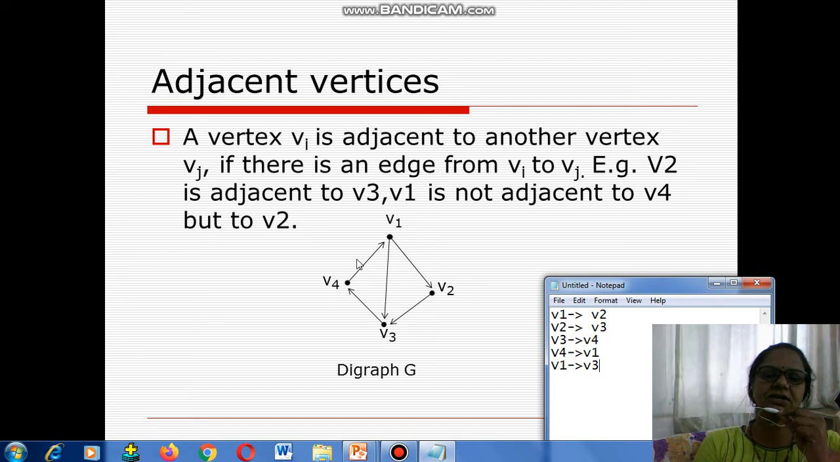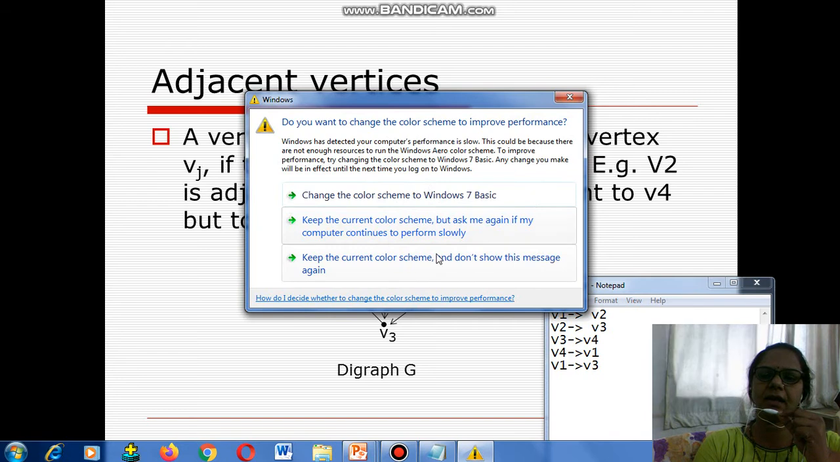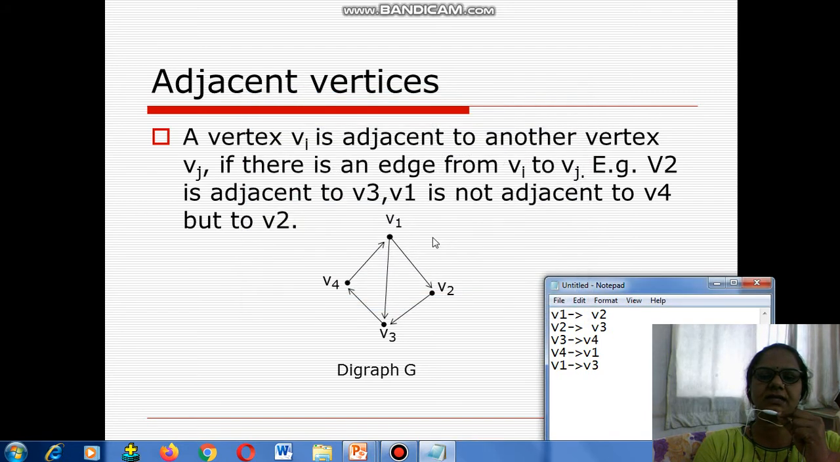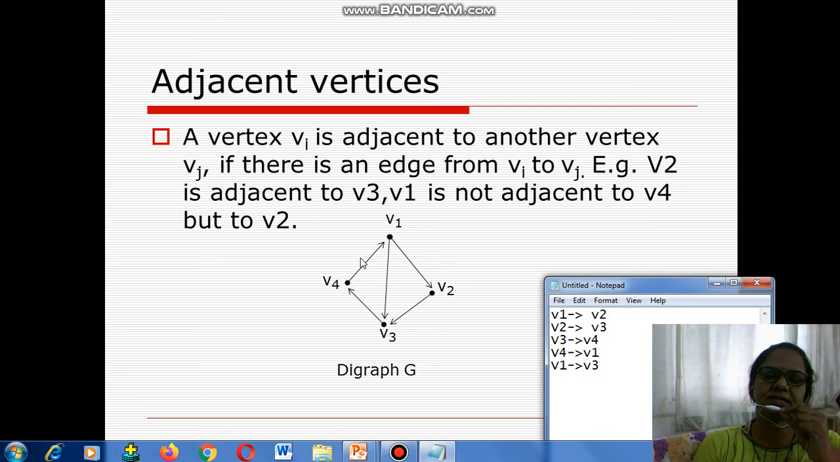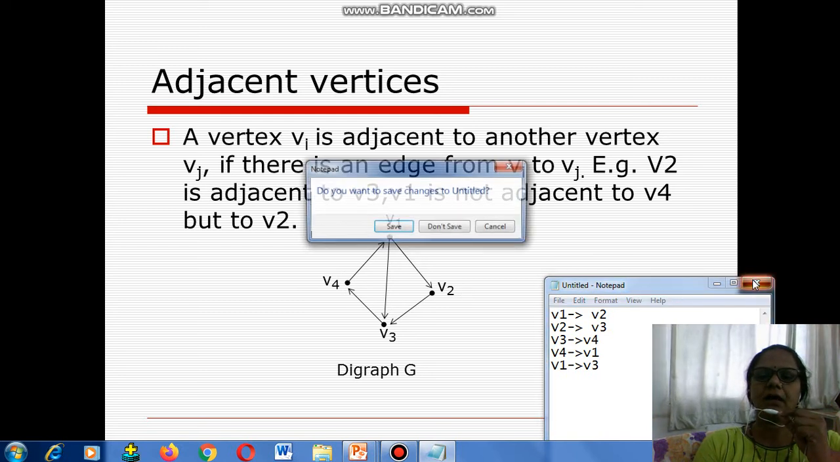V1 is not adjacent to V4 because whatever vertex the edge begins from is the one that is written first. So we can say V1 is adjacent to V2, V1 is also adjacent to V3, but V1 is not adjacent to V4, whereas V4 is adjacent to V1.